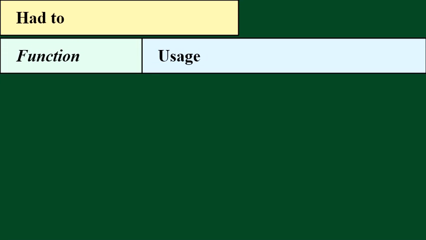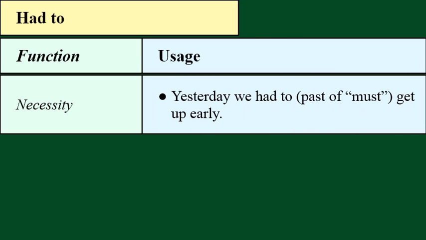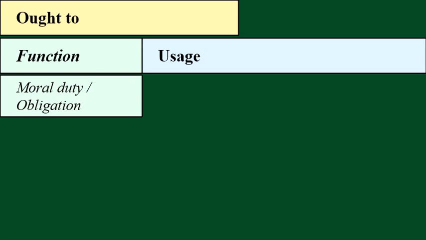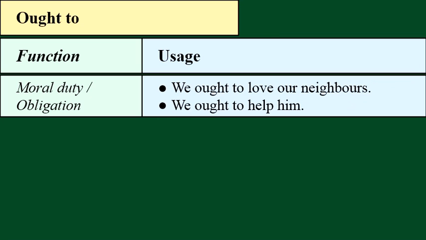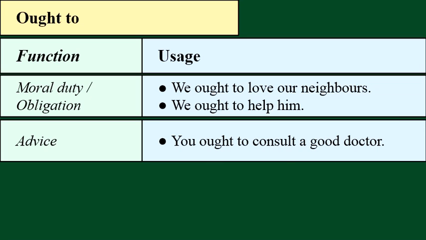Dear students, we should remember that had to is used to indicate necessity. The example is, yesterday we had to get up early. Use of ought to. It is used to indicate moral duty or obligation. The examples are, we ought to love our neighbors. We ought to help him. It is used to indicate advice. The example is, you ought to consult a good doctor.